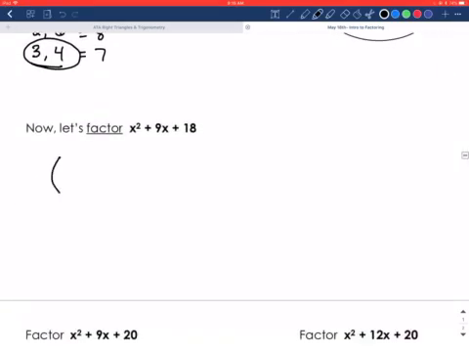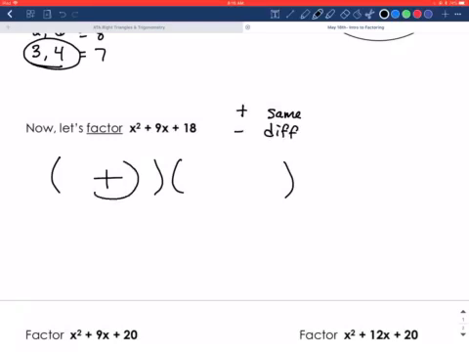So the very first step we do is we set up 2 sets of parentheses, and you can pause this video and replay this over and over and over again if you'd like. So we set up 2 parentheses. The first thing we do is drop that first sign. We don't drop the second sign. That second sign tells us whether they are the same or whether they are different. Okay, so this second sign is a plus. That means that these 2 signs are going to be the same. So it has to be a plus.